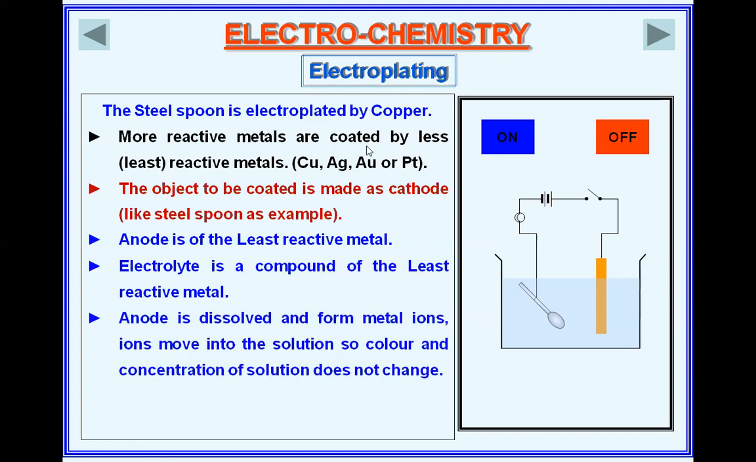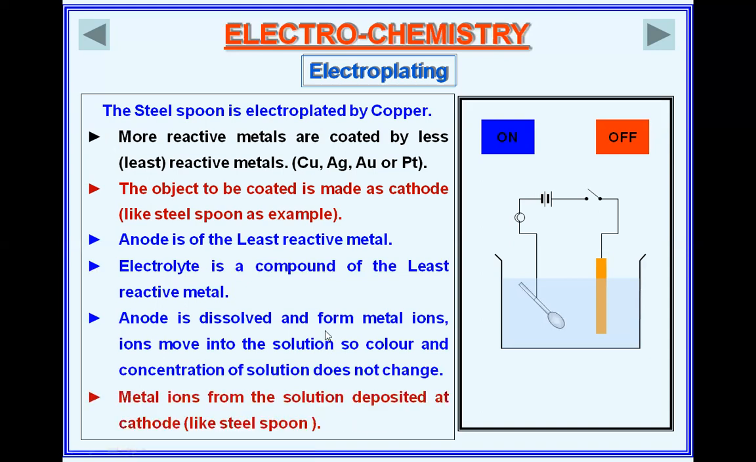What happens next? The anode dissolves and forms metal ions, and these ions move into the solution, so the color and the concentration of the solution do not change. In the next step, what is going on? Metal ions from the solution are deposited at the cathode, like a steel spoon, with the help of the current.